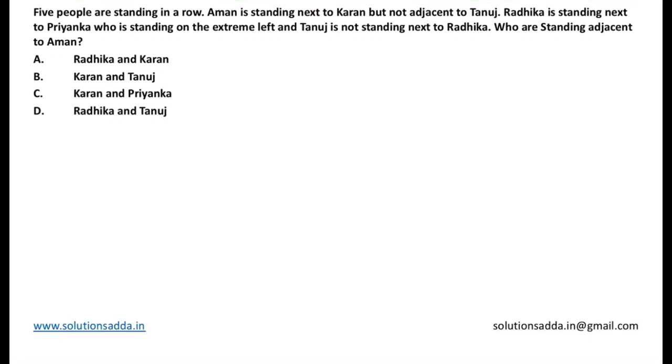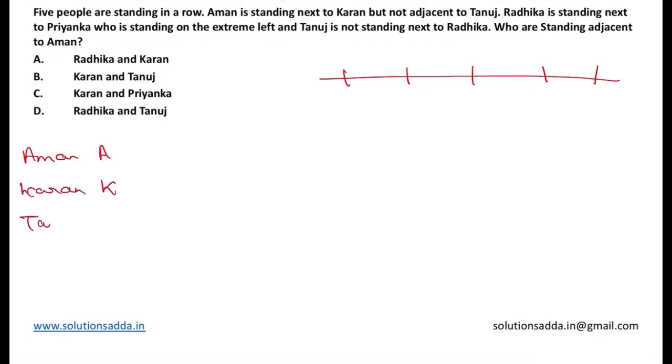So we have 5 people standing in a row. 1, 2, 3, 4, 5. Now let us give a short name for each of them. So Aman, BA, Karan, BK, Tanuj, BT, Radhika, BR, and Priyanka, BP.